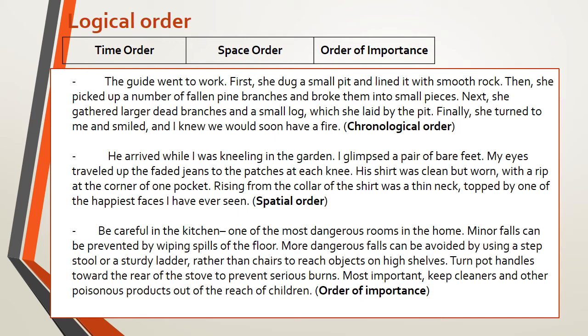Space order, and it is appropriate in descriptions. Time order is used in narrations. Space order is used in descriptions. This organizes the details according to space, physical space, from left to right, top to bottom, and so on. Finally, order of importance is used to list the ideas from the least important to the most important, or vice versa. And you see the third example is a good example of order of importance.